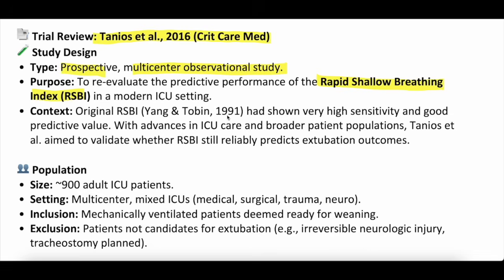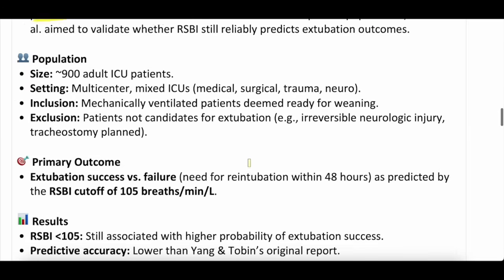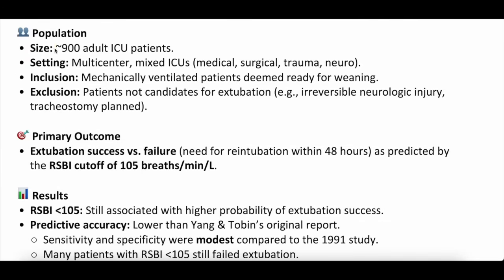And it was after there was this trial in 1991 by Yang and Tobin, which was kind of the OG RSBI trial, that showed a really good sensitivity and predictive value of the RSBI. But then Tanios et al. went and tried to see if they could validate this. And they looked at about 900 adult ICU patients. It was mixed medical, surgical, trauma, and neuro ICUs.